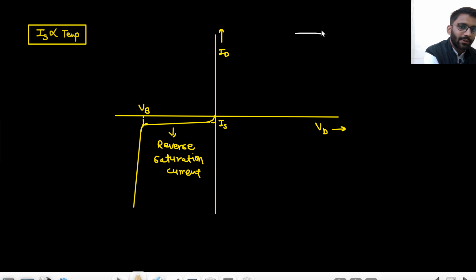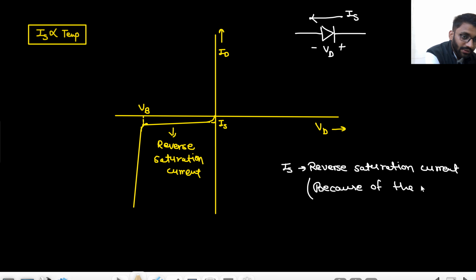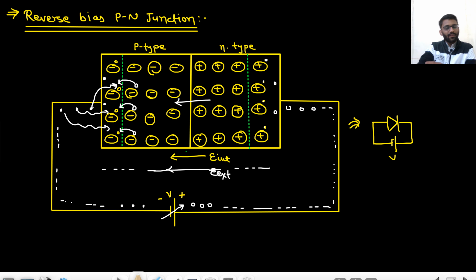So this was our diode, and this IS current that will be flowing is known as reverse saturation current, and we are applying the voltage in this direction. So IS is the reverse saturation current, and where did it come from? Because of the minority charge carriers, not the majority charge carriers. Because of minority charge carriers we are having this current. Whenever I teach device physics, I again and again revise the things, because device physics is the topic that we usually forget.